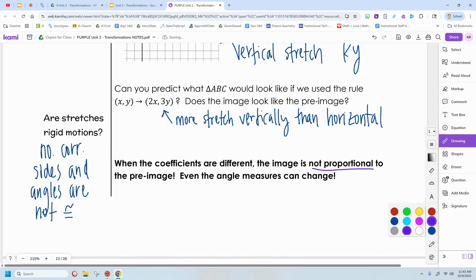The angle measures can change, and we saw that with the angles that were not the right angle. Sometimes right angles are interesting because of the idea of left and right. Okay, so now we're going to turn the page and look at when those coefficients are the same. So when you're ready, go ahead and turn the page.